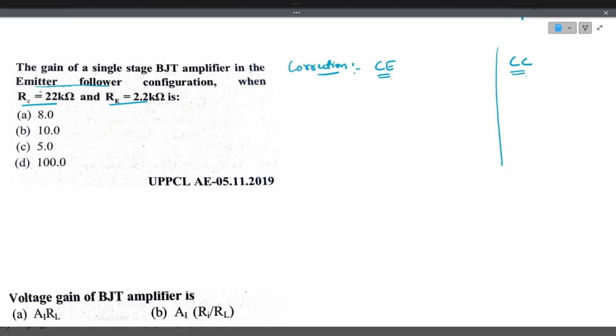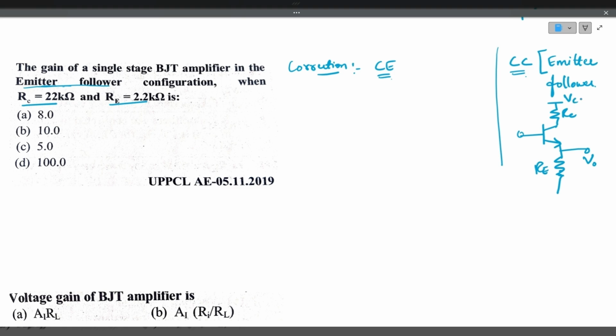I think there is a correction in this question, because if you observe, the common collector configuration itself is the emitter follower. This is the emitter follower. If you see the circuit diagram here, input is base, output is at the emitter. This is the emitter resistance. Output is taken here itself, and the collector resistance will be here.